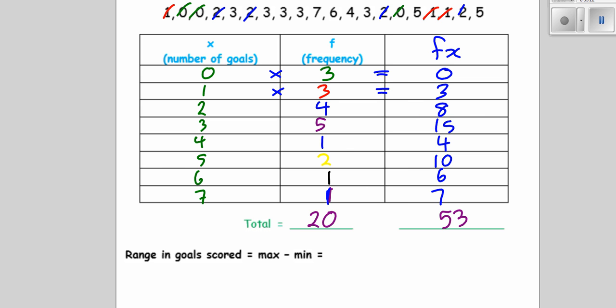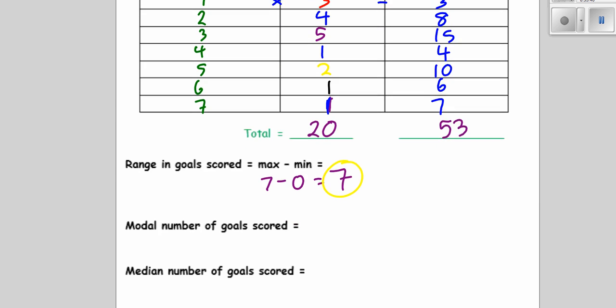It's 53. Yay. Okay, so now I've got a whole stack of questions based on this. What's our range of goal score? Between 0 and 7. So 7 minus 0, the range is 7. Max minus min. Nice. Cool.